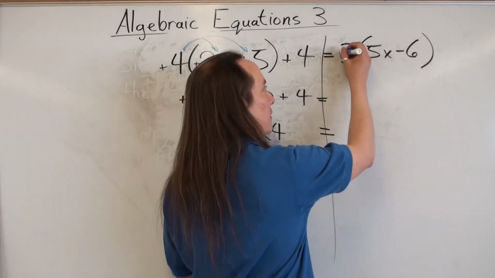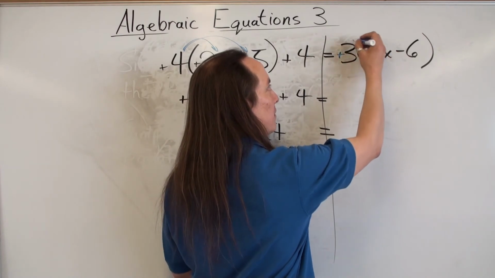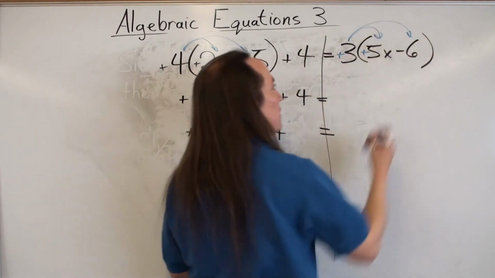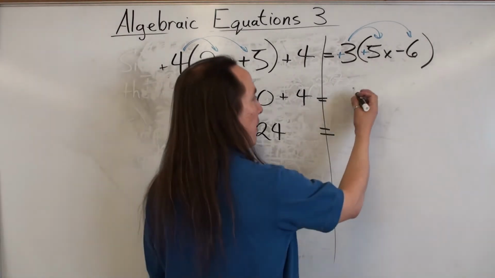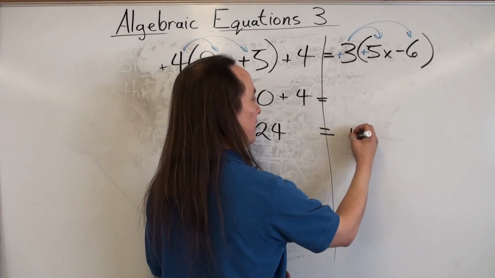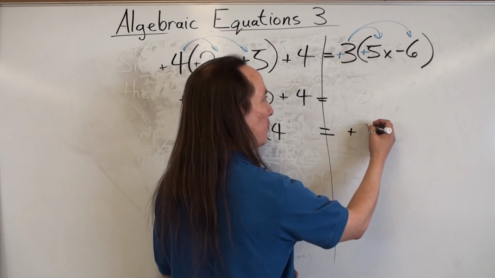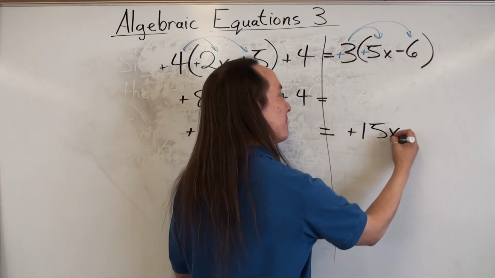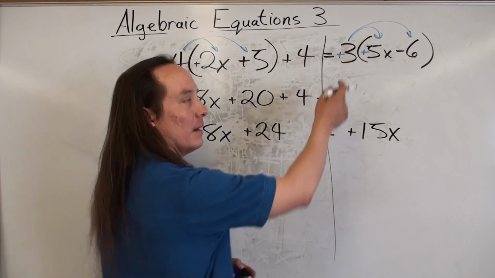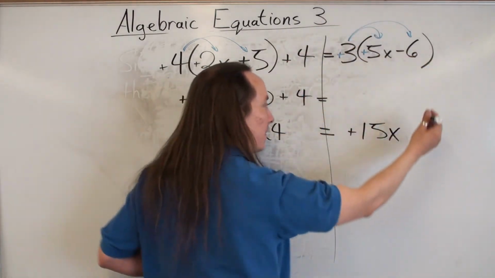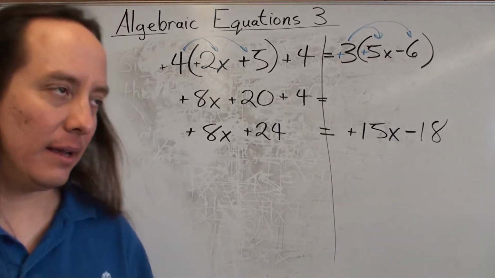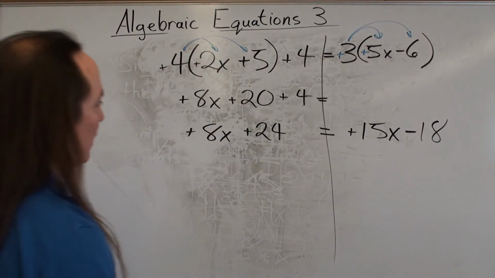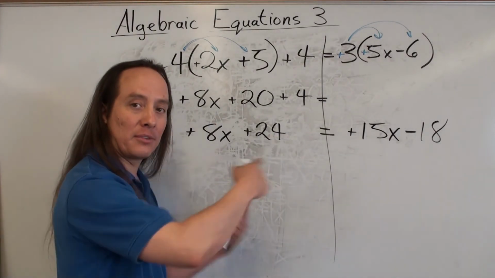We have a positive and a positive. Okay, so we have positive 3 times positive 5x. It's going to go with a positive 15x, I'm sorry. Okay, and then positive 3 times the negative 6 is a negative 18. All right, so that's it, right? Not bad at all. But now we have to group across the equal sign.